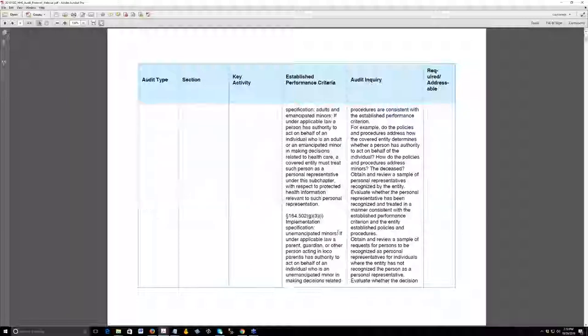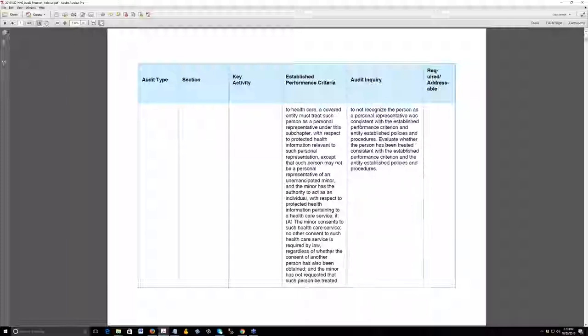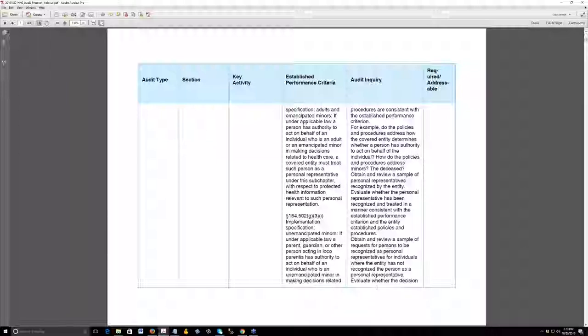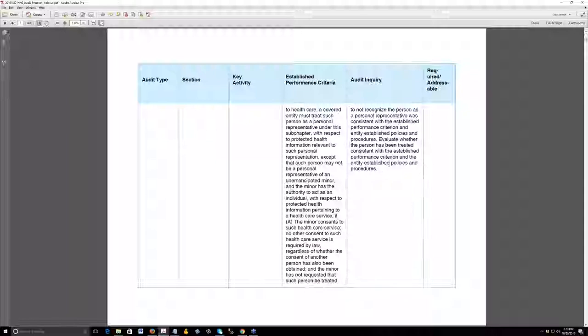Okay, right. So look how long this goes on about what they want you to produce for an audit. That's a lot, right? So let me get to the bottom of that. Evaluate whether the decision to not recognize a person as a personal representative was consistent with the established performance criteria and an entity's established policy and procedures. Evaluate whether the person has been treated consistent with the established, blah, blah, blah. It looks like they just repeated that sentence. Anyway, let me do some show and tell.